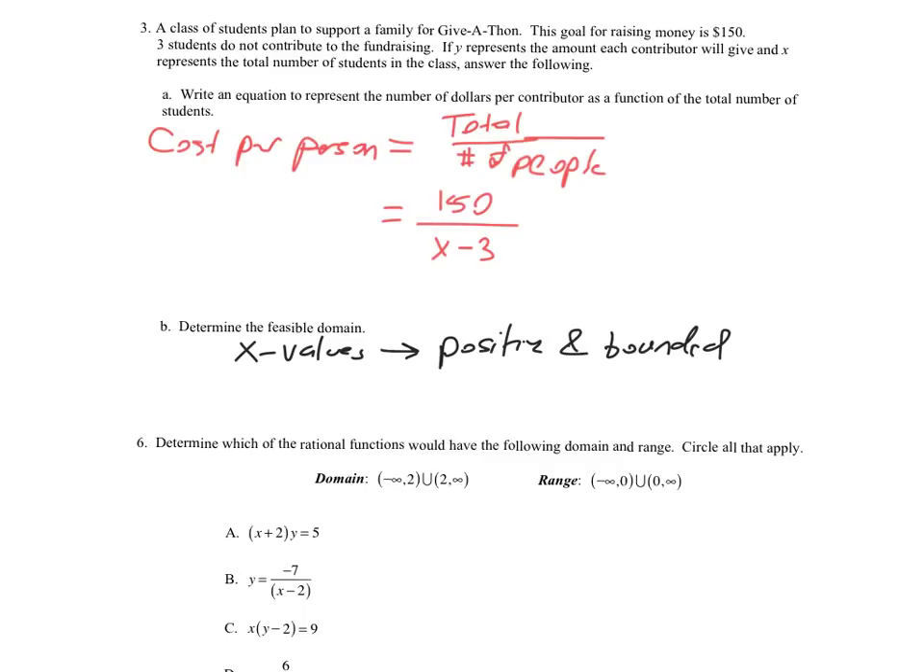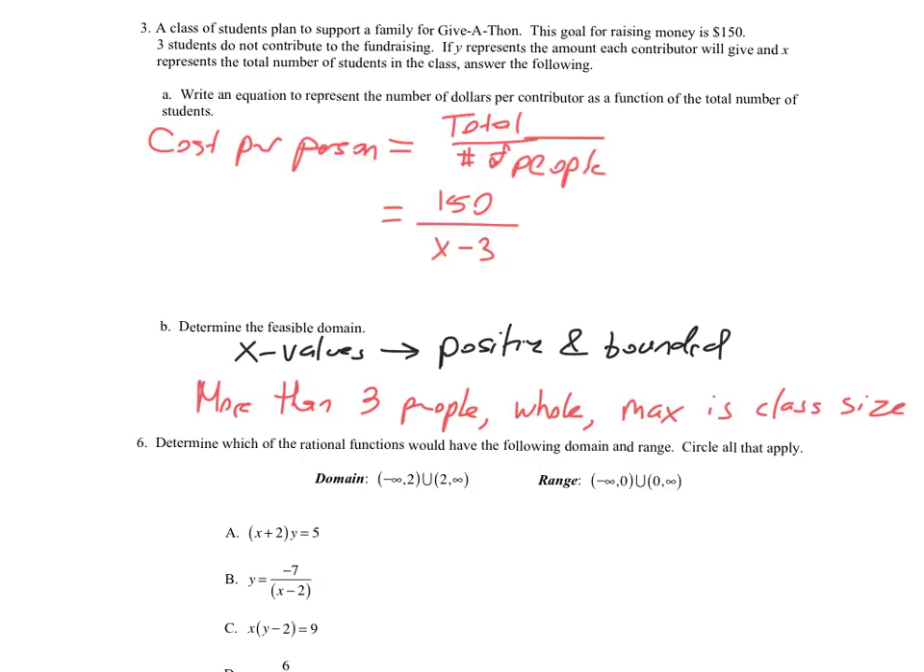If you want my opinion about what a feasible domain could be, even though there's numerous possible answers, the x values could be: we need more than 3 people to participate in the class. We need whole numbers, so no fractional people. And the max is the class size. You could say the number specifically, but just think, well, there's a class size that would limit this.